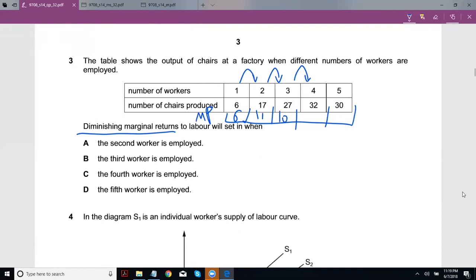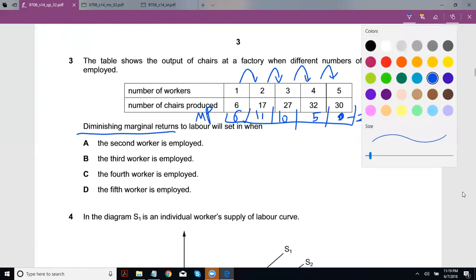Then 10, and then 3, and then 2, and this is like -2. Here, in fact, the addition of workers actually reduced total product, so the marginal product has gone negative. Anyhow, diminishing marginal returns set in when you increase labor and the increase in product is not proportionate. That's the idea.